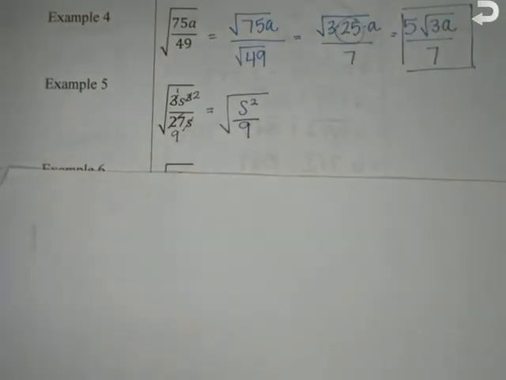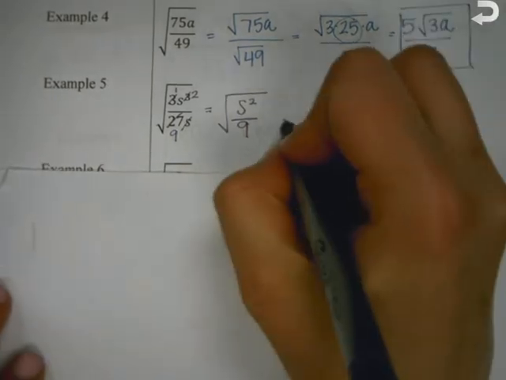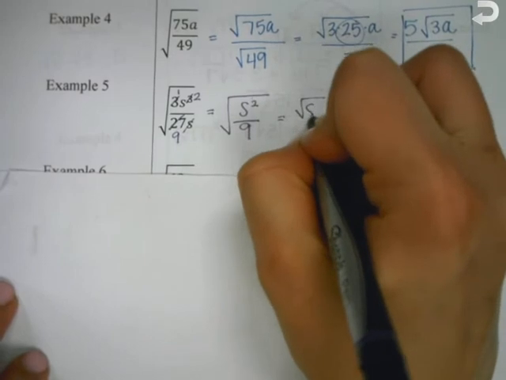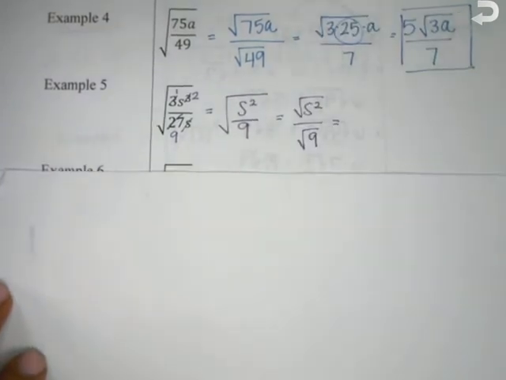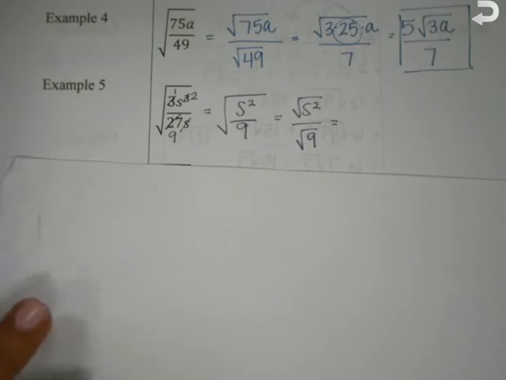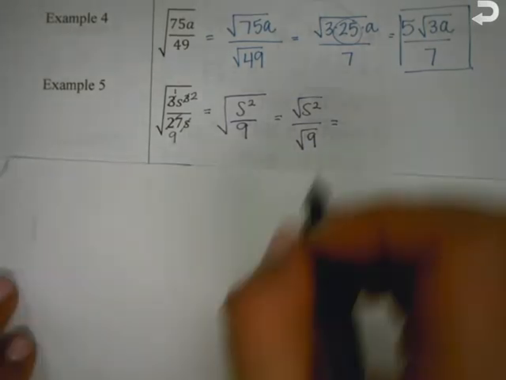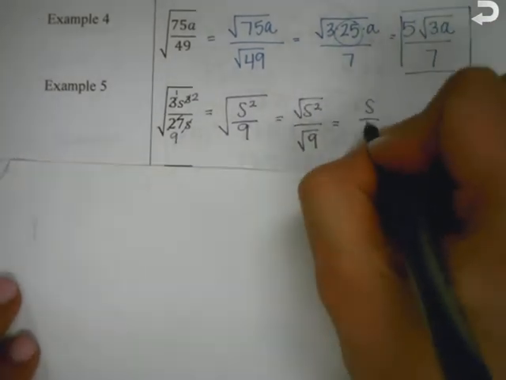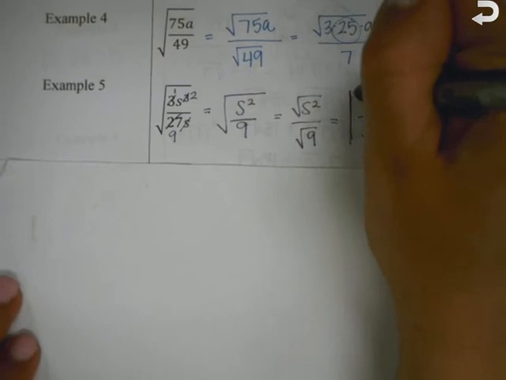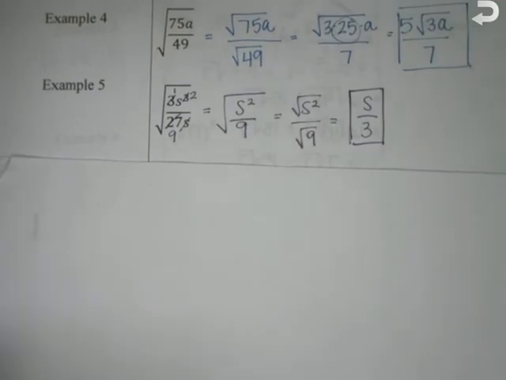So now what do I do? Let's break it up. Square root of s squared over square root of 9. Can I take the square root of s squared? I can. What is it? S. And what's the square root of 9? 3. Okay, everybody still with me? Okay, so try 6.